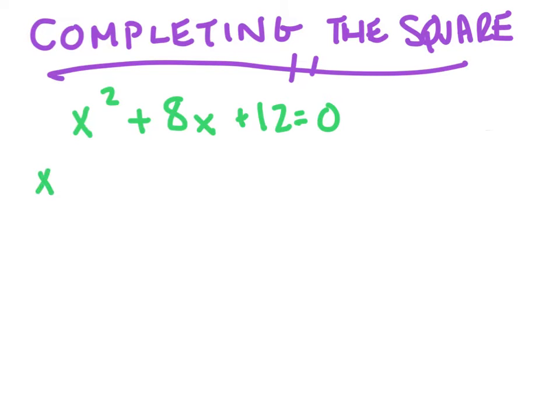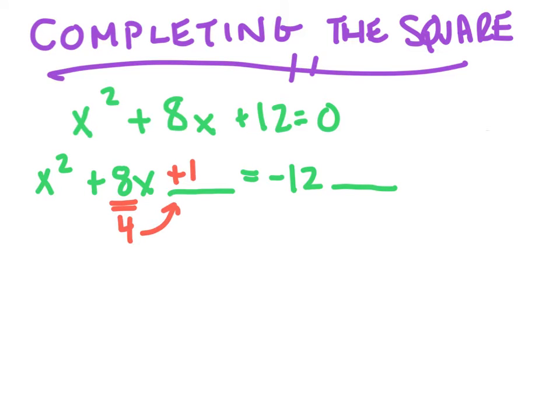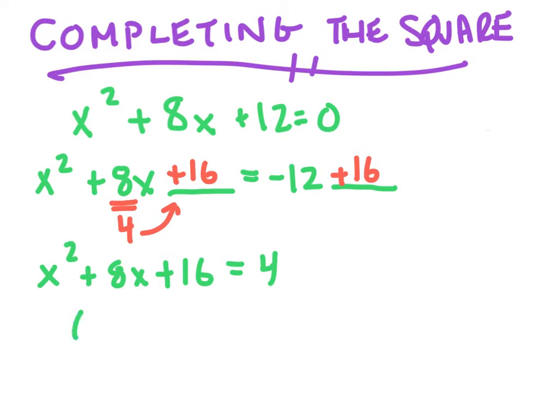So again, I am going to create a little space here. I'm going to move my 12 to the other side. And half of 8 is 4. 4 squared would be 16 to both sides. Therefore, I get x squared plus 8x plus 16 equaling 4. This would become x plus 4 all squared equals 4.